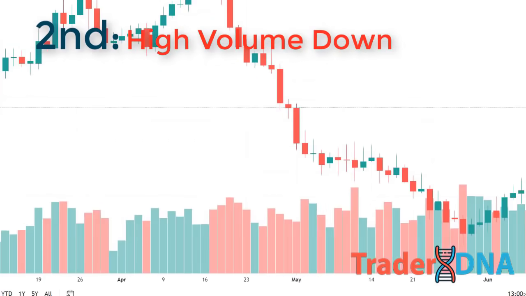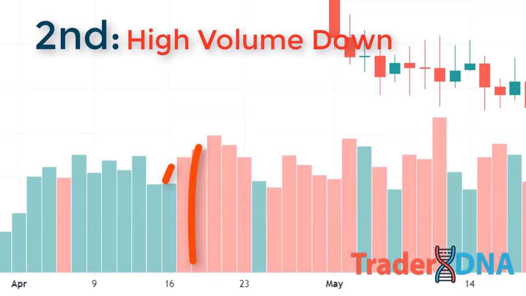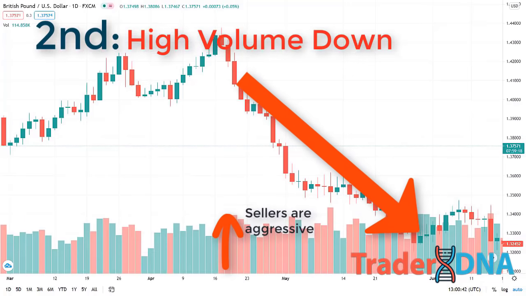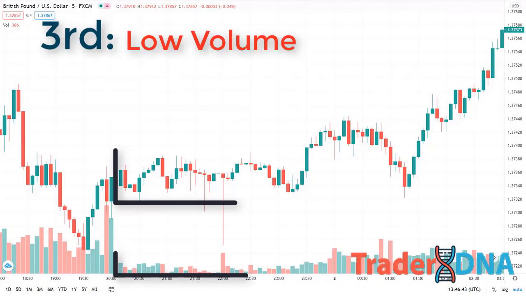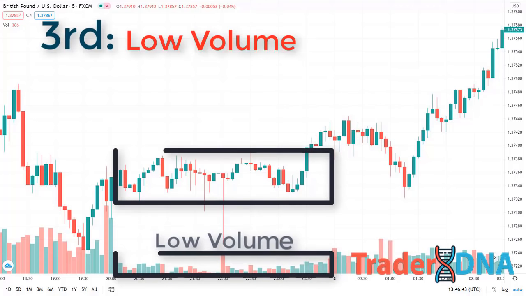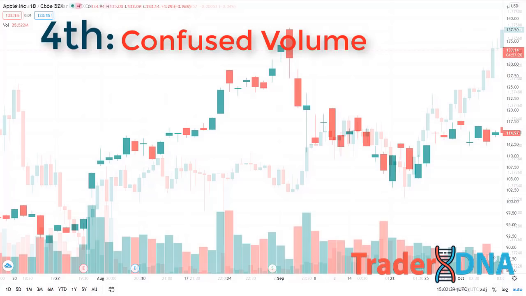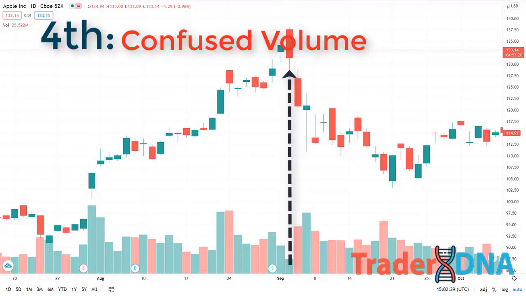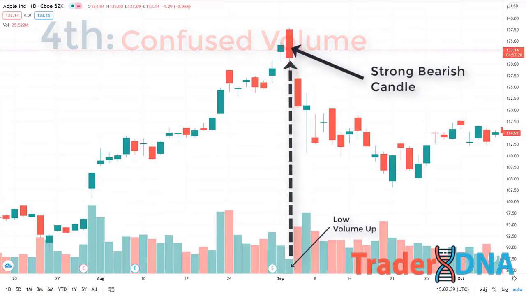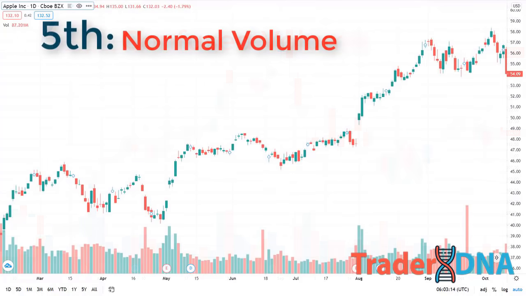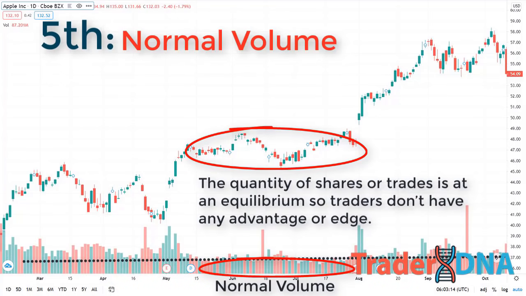Second, high volume down. This simply means that more trades are being made and sellers are aggressive. Third, low volume. This simply means that the quantity available is lower than the average daily quantity. Fourth, confused volume. In day trading, it refers to an algorithm which helps to identify places where ask, bid and downside are happening. Confused volume is an important indicator which helps to show changes occurring to trends. Fifth, normal volume. In this situation, the quantity of shares or trades is at an equilibrium, so traders don't have any advantage or edge.